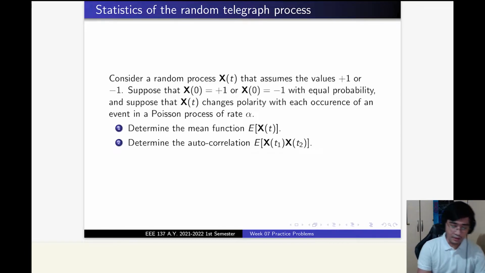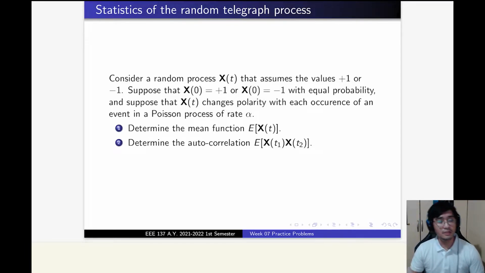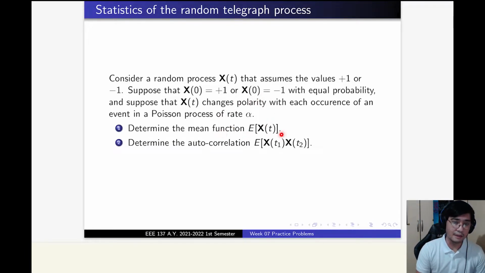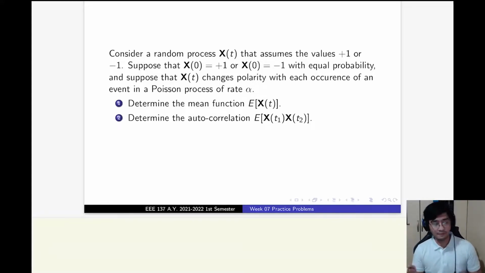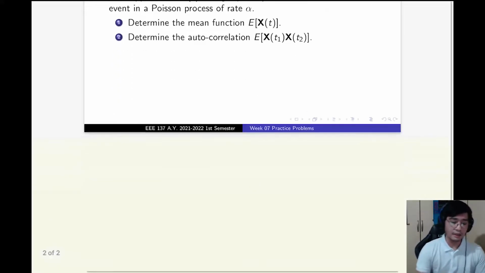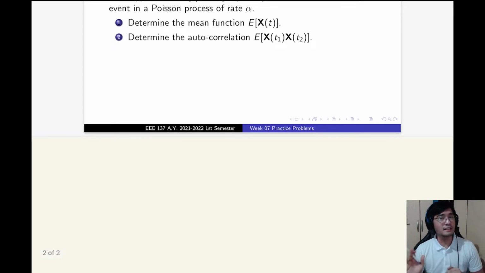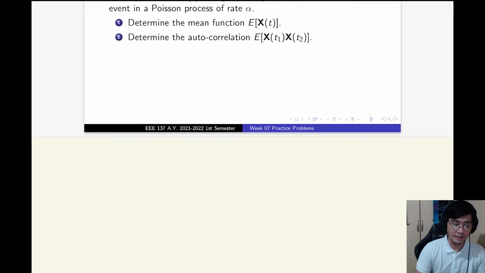And suppose that x of t changes polarity with each occurrence of an event in a Poisson process of rate alpha. Okay? So we want to determine the mean function of the random process and also its autocorrelation. So how do we do that? Let us first consider a sample realization of this random process.